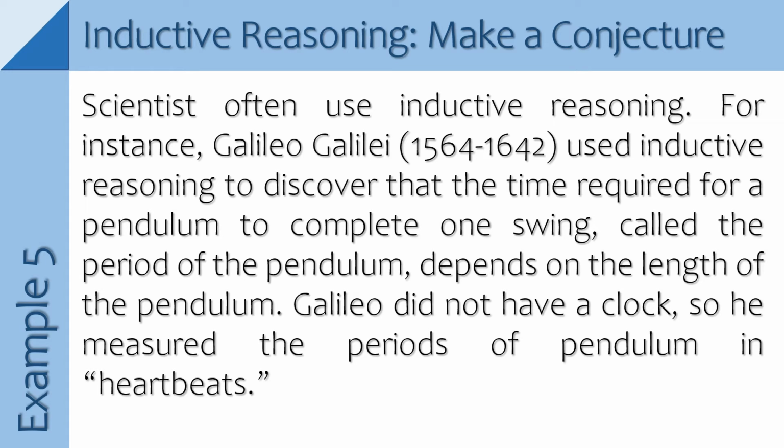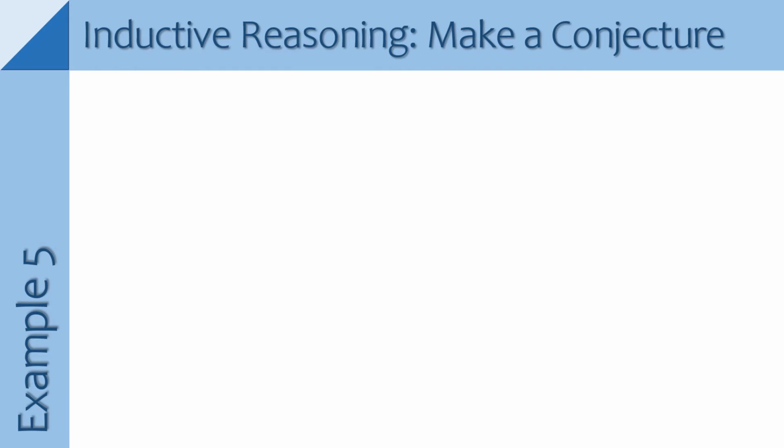So meaning to say, the measurement of the period of the pendulum, which is one swing of the pendulum, depends on the length of the pendulum. At that time, Galileo did not have a clock, so he measured the period of the pendulum through his heartbeat. For convenience, in the table that I am going to show you on the next slide, a length of 10 inches has been designated as 1 unit.